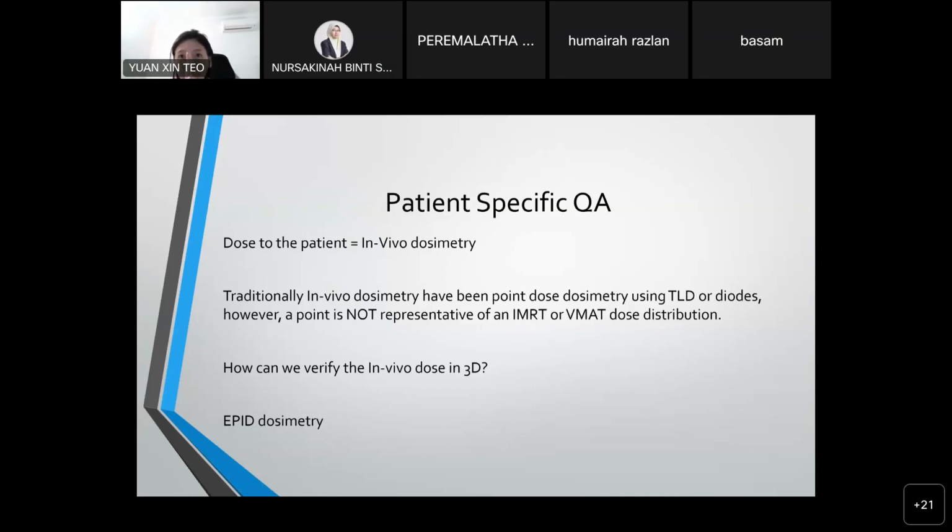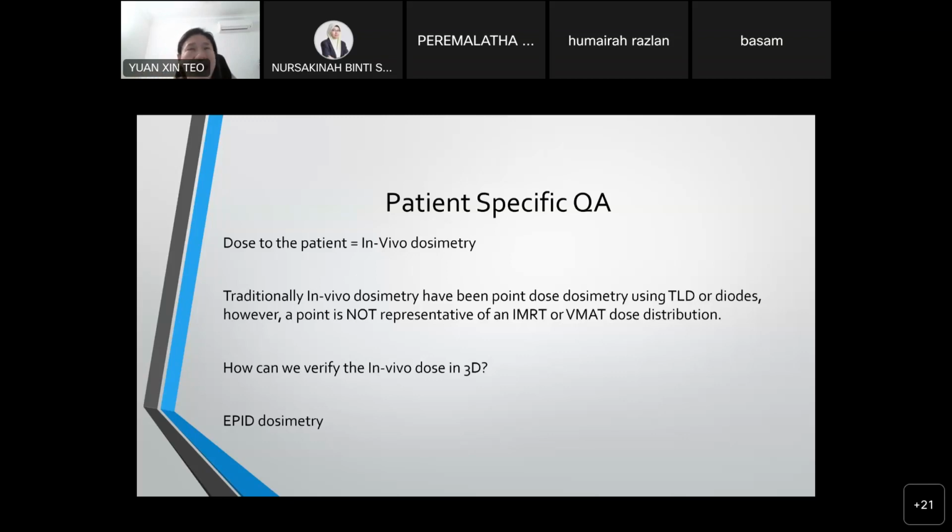It means they will put one TLD or one diode on the patient or the phantom to say, oh, this is the QA result. But for a whole plan, imagine if your plan is 20 cm in length, while you only measure one point, this is ridiculous, because for one whole plan you only measure one dose. So how about the other point doses?